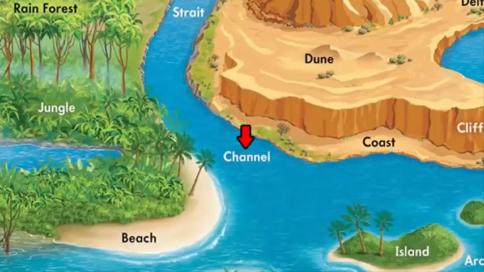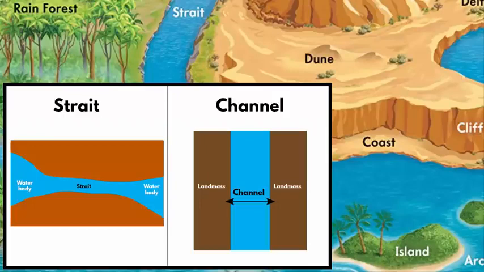The next one is channel. A channel is a wider waterway that passes between two neighboring landmasses. Now, if you look at the difference between a strait and a channel, a strait is a narrow waterway that connects two larger bodies of water, while a channel is a wide waterway that passes between two neighboring land masses. One connects two water bodies and the other creates a gap between two land masses.